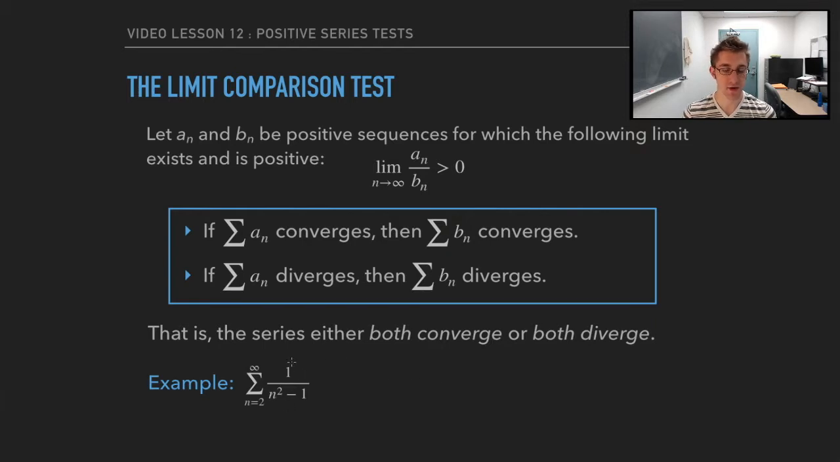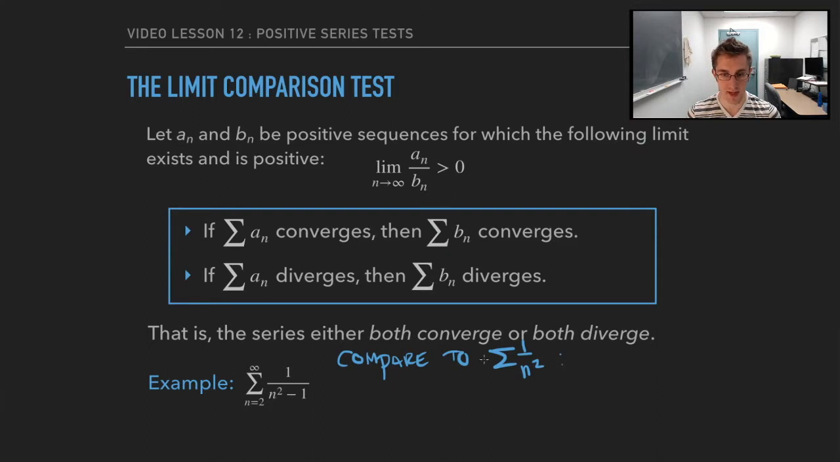Here's a series for which if you try to do direct comparison, you get stuck because you want to really compare to 1 over n squared, but this is a larger series than 1 over n squared, and so the direct comparison test won't help you. But instead, we compare to the sum of 1 over n squared.